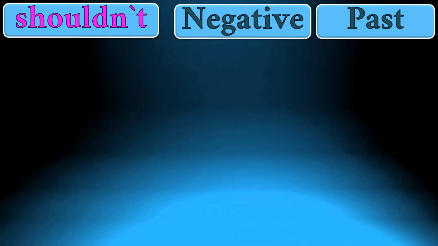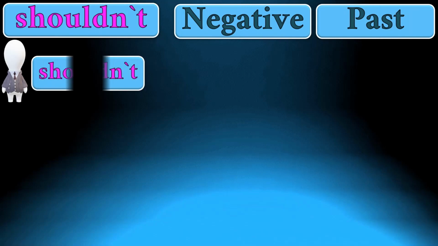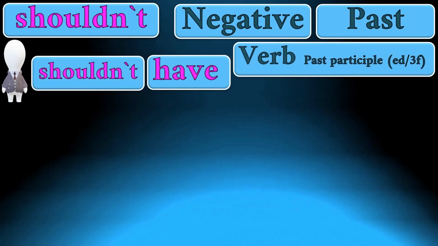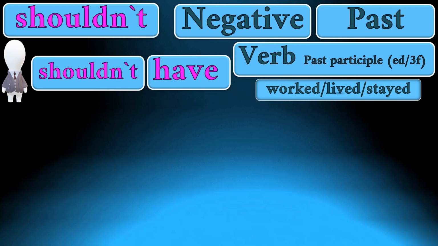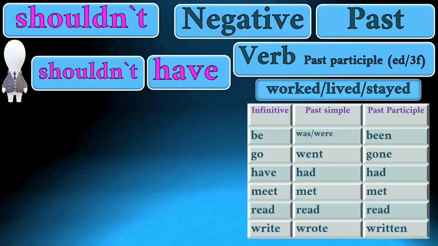When we complete a negative sentence, to express past sorrows and regrets, we start with the subject, then shouldn't, have, and past participle, a verb with ed if it's regular, and third column of irregular verbs.